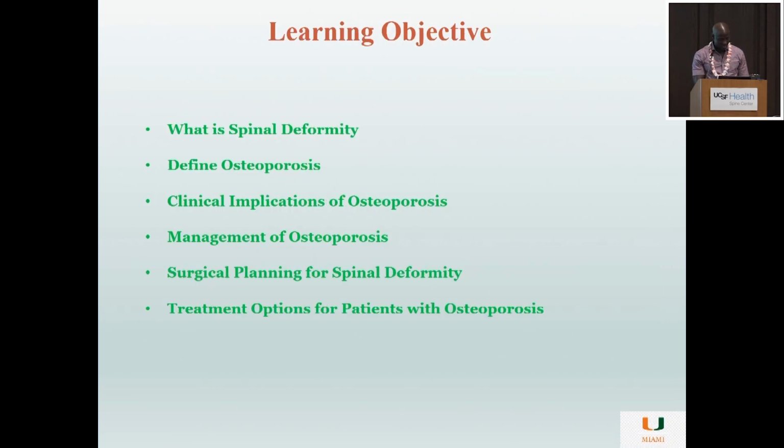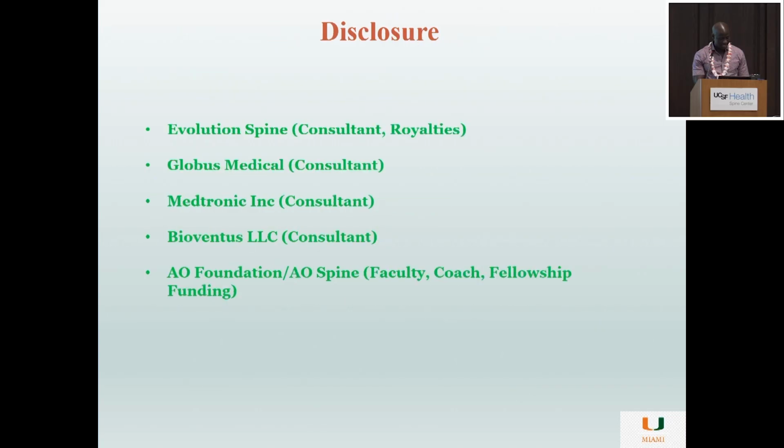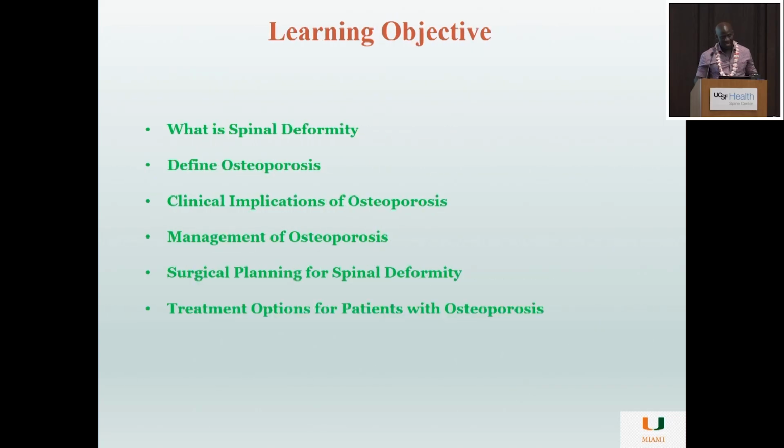I have no relevant disclosures related to this topic. So, going over learning objectives. The goal today is for everyone to have some understanding of spinal deformity, understand what osteoporosis means, and the clinical implications of osteoporosis, especially in relationship to spinal deformity, adult spinal deformity to be more specific, not to ignore the fact that some pediatric patients do have osteoporosis. Also management of osteoporosis, medical management, and the surgical approach when you look at patients with osteoporosis who require surgical intervention or considerations for surgical intervention.